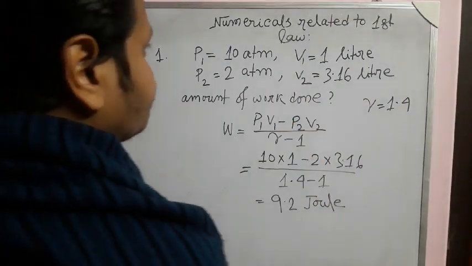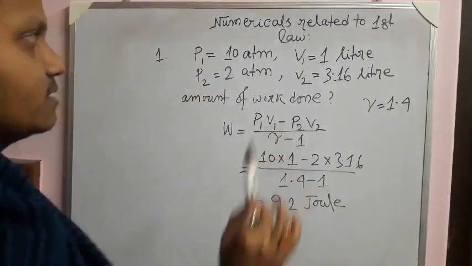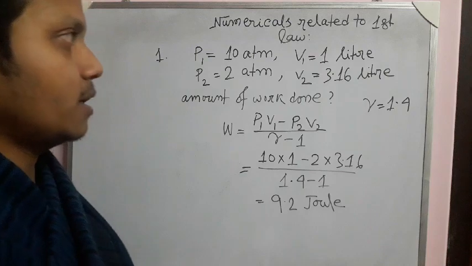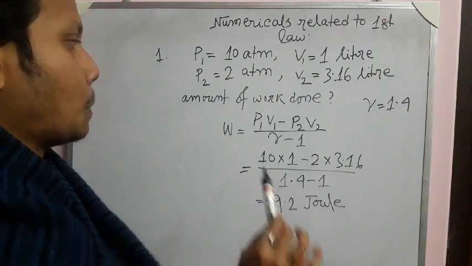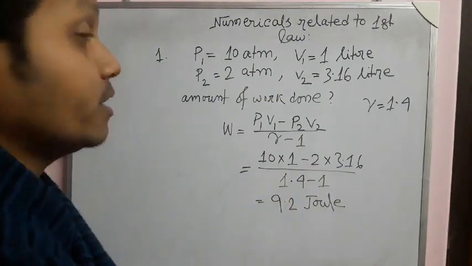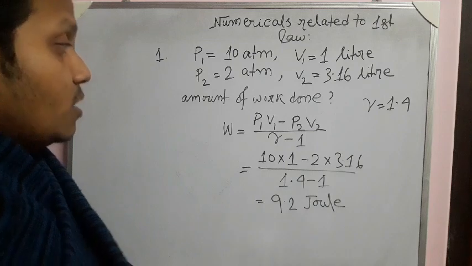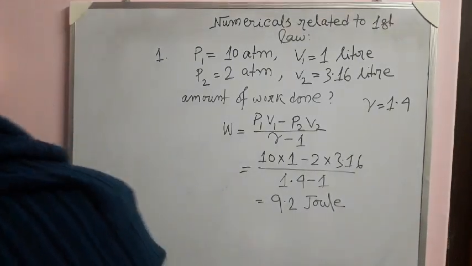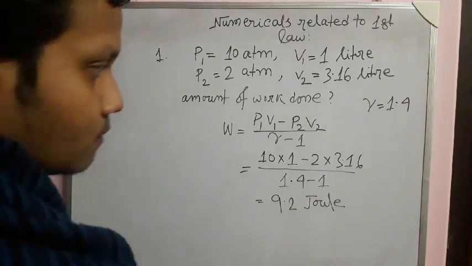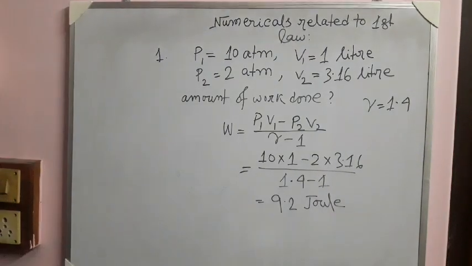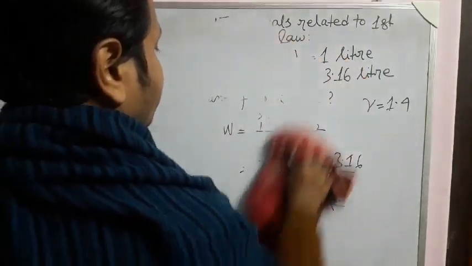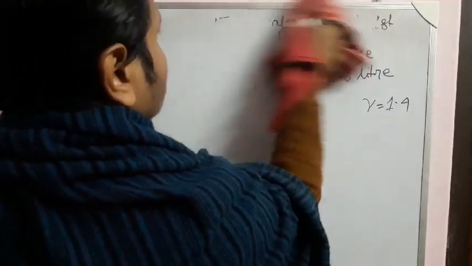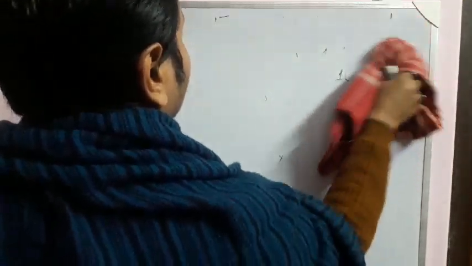So this is the first numerical. I hope you all understand. At first write down the quantities that are given in the numerical. Then use the formula. It is necessary to know the formula. So this is the first numerical that I have done. Let us now move to another numerical. Let us do a few more numericals.